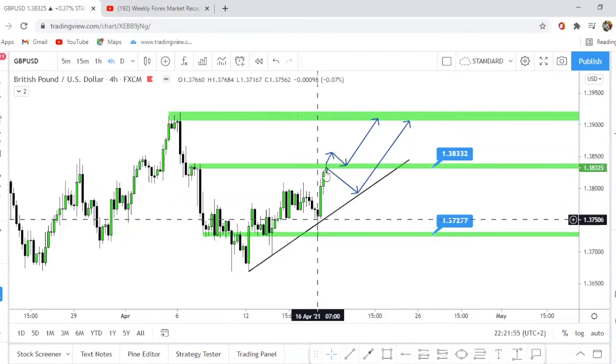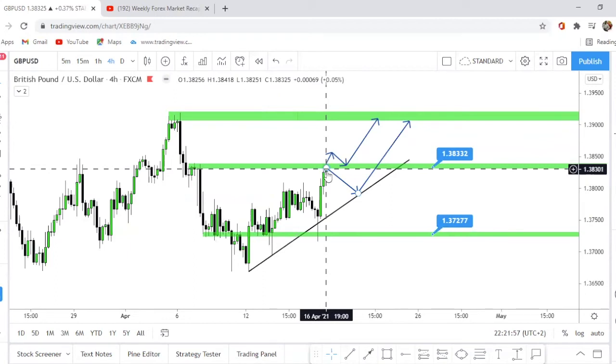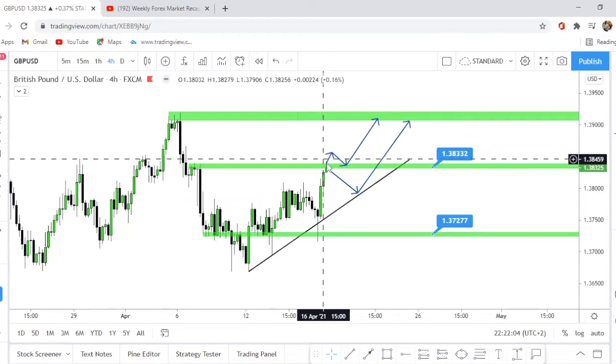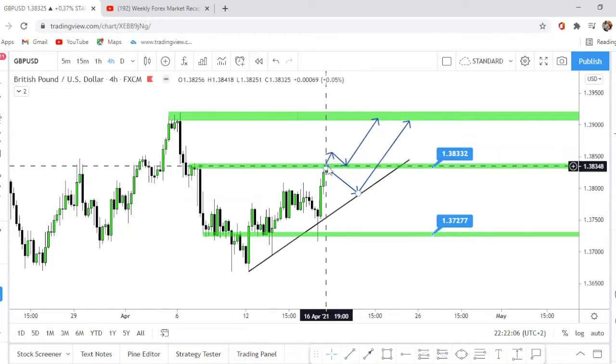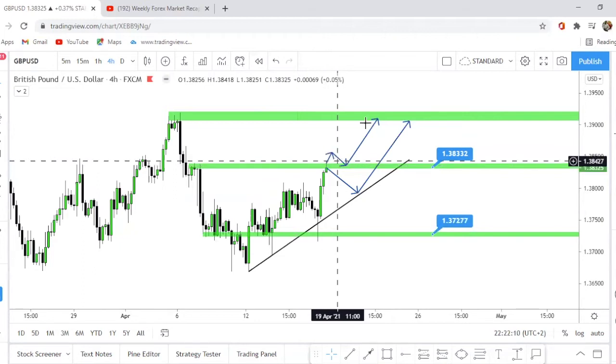As you can see, price pushed all the way to the upside. My first plan, and what I'm hoping to see price do, is break this level here at 1.38332, retest that area and push up.